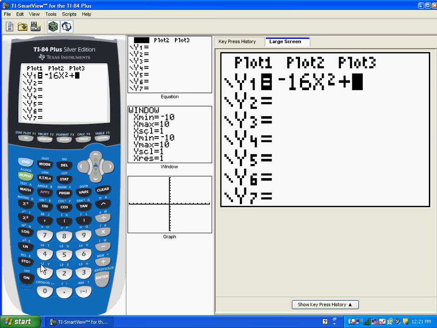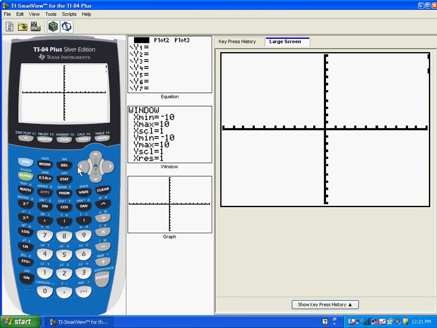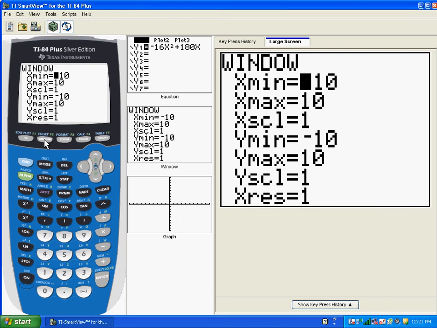Where's your initial velocity today, Brittany? What are we going to pick? 180. Now, of course, there's also an x there. Okay, good. Now, when we go to our graph, can you go to your graph real quick? What we notice is this window is not appropriate. We don't see the graph. We really have no idea. So let's go to our window.